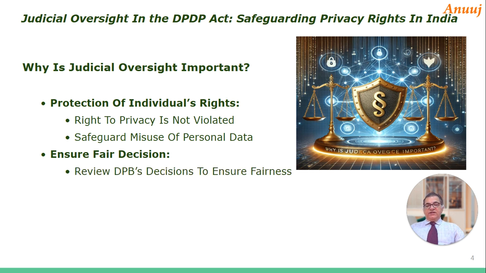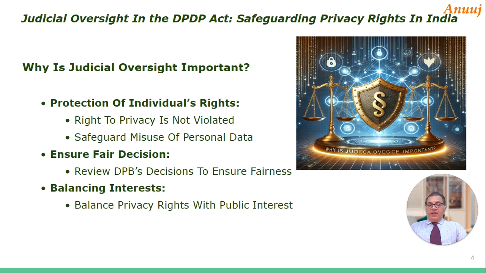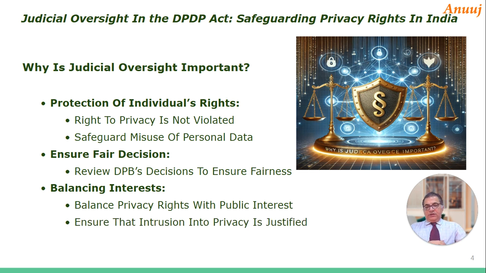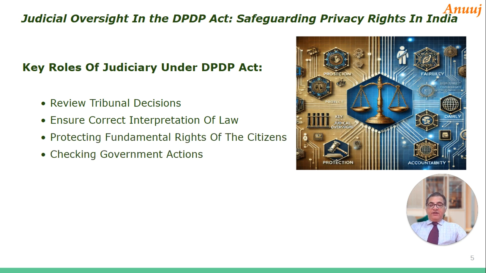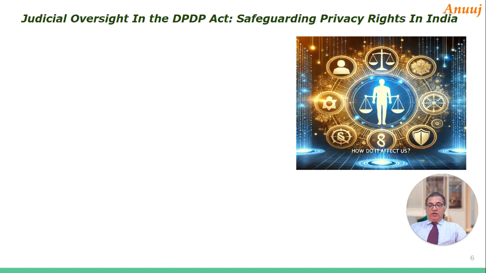The judiciary has to ensure that there is a fair decision and they can review the decision of the Data Protection Board to ensure fairness is incorporated and the privacy rights and public interest are balanced. Right? So, over surveillance in the name of public interest, violating privacy rights, the judiciary can come in between and get it sorted out and ensure that there is no intrusion to the privacy of the citizens. The key role of the judiciary includes reviewing of tribunal decisions, ensuring that the law is correctly implemented and interpreted and the decision is justified, protecting the fundamental rights of the citizen, and the government actions are also thoroughly checked and monitored.